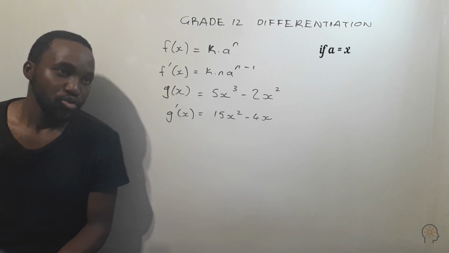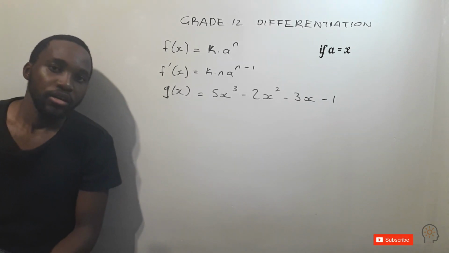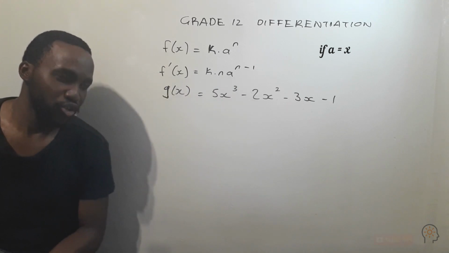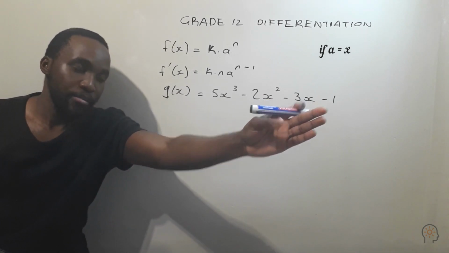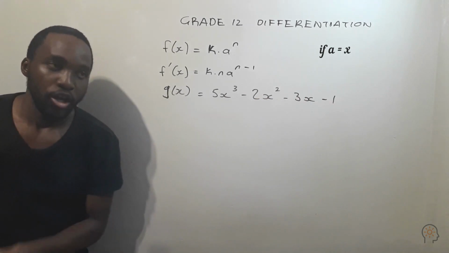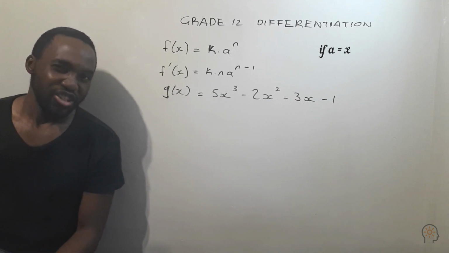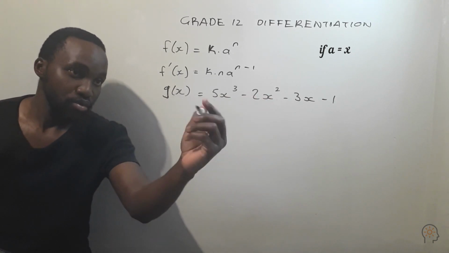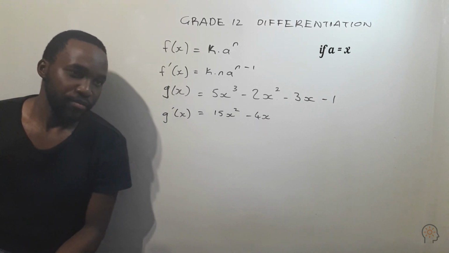So to give meaning to what we've just mentioned, if g of x was a bit more chunky, let's say it had more terms than just 2. Let's say it had also negative 3x and then a minus 1 at the end. Let's say it was like a full-blown cubic function. If you had to differentiate this expression, nothing changes really. You just still differentiate each term individually. So the first two, we already know that that's just going to be 15x squared minus 4x.